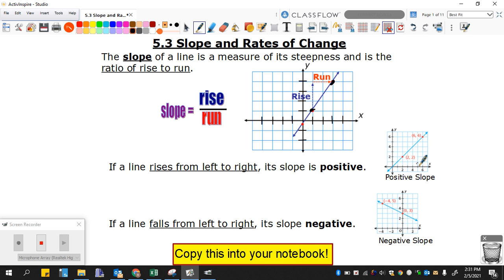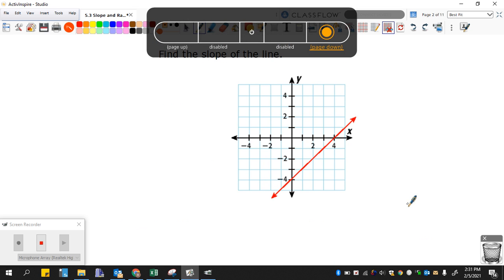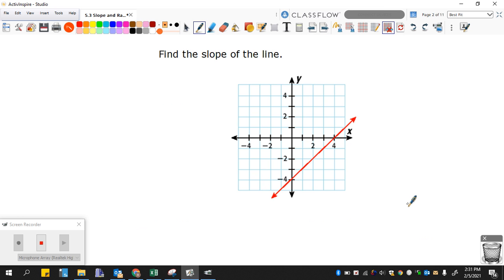Now, if we look at the line in general, looking from left to right, we can see that this line goes up. So if that line goes up, that means it has a positive slope. In this case here, the line going from left to right goes down. So that is a negative slope. All right. Now, this says find the slope of the line.